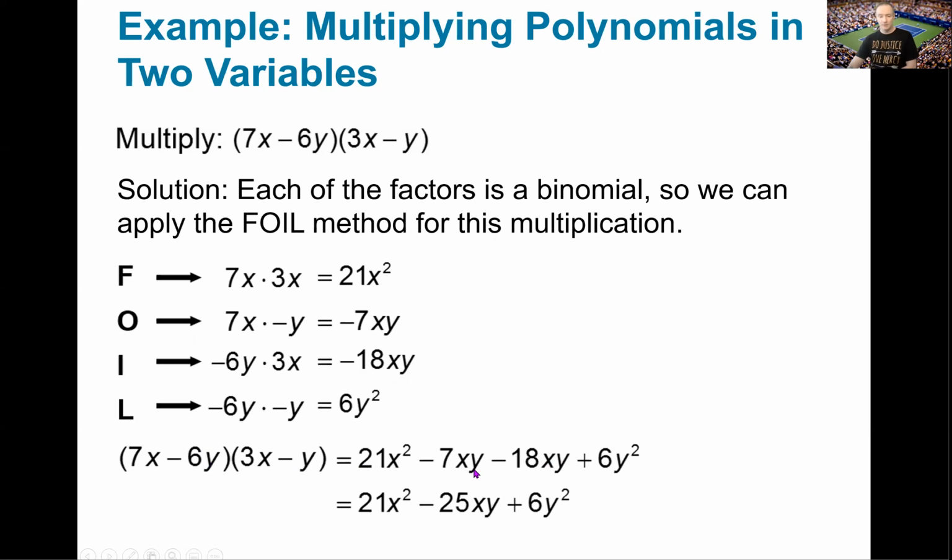Now we can see our middle two terms can and should be combined. Minus 7xy minus 18xy combine to give me minus 25xy. I just leave my first and last term alone and write it in gorgeous descending order with respect to x. 21x to the second minus 25xy plus 6y to the second.